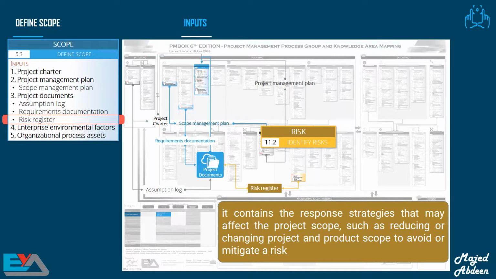And the last project document we need is the risk register, which is an output from the identify risks process. It contains a list of identified risks and a list of potential risk responses. We will talk about it more in the risk management knowledge area. We need the risk register as an input to the define scope process because it contains the response strategies that may affect the project scope, such as reducing or changing project or product scope to avoid or mitigate risk.